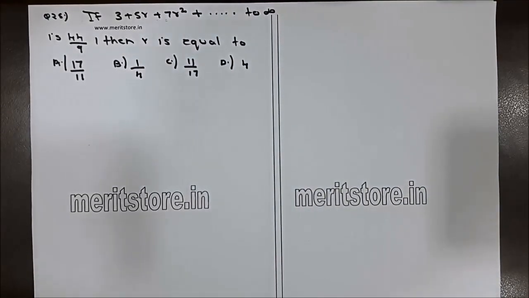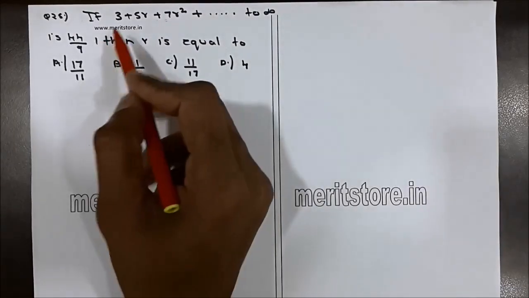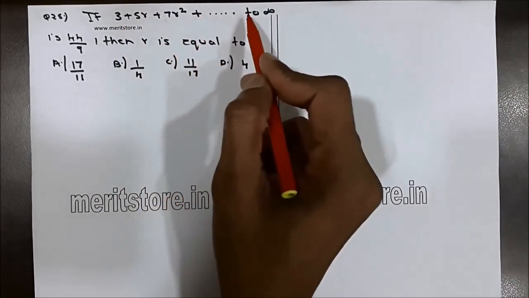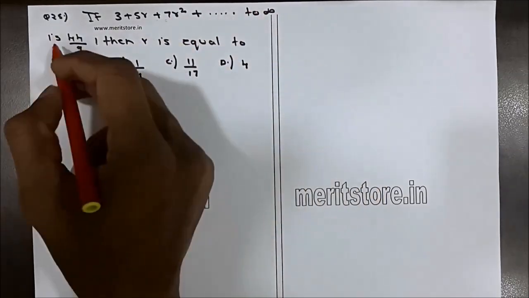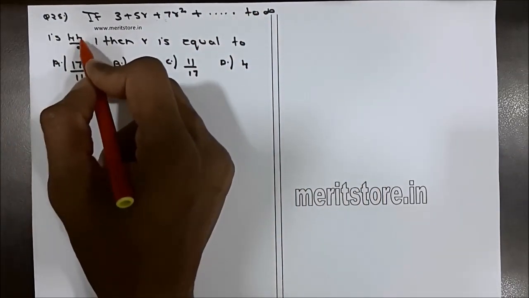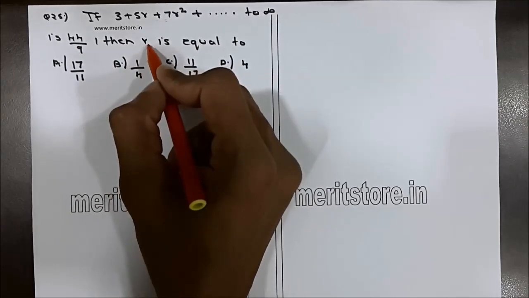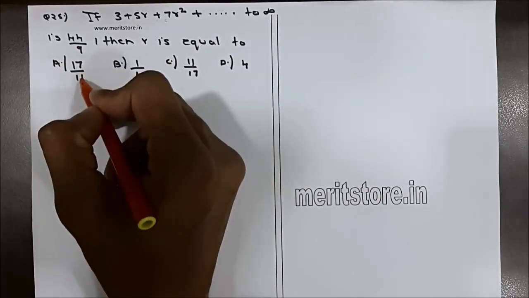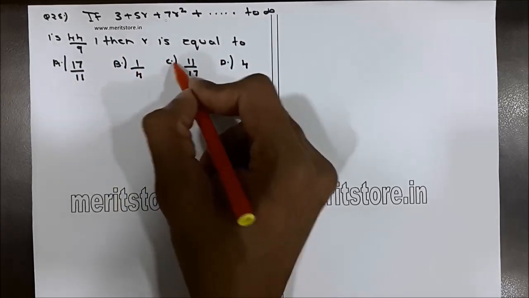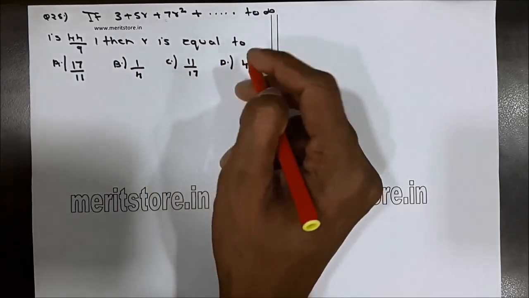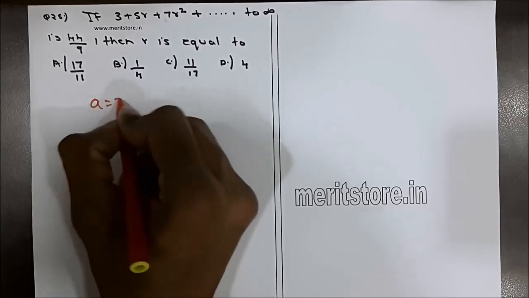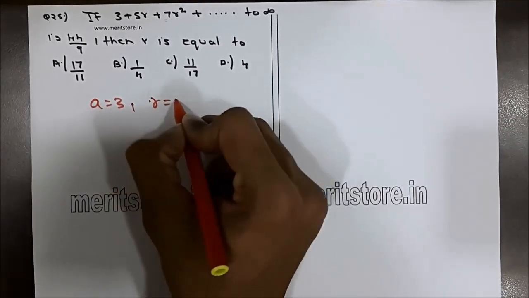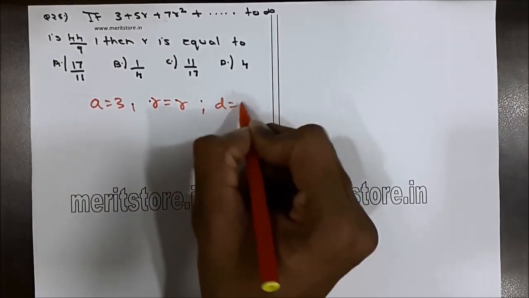Question 25. If 3 + 5r + 7r² + ... to infinity is 44/9, then r is equal to, we have four options: A) 17/11, B) 1/4, C) 11/17 and D) 4. Here a = 3, the common ratio is r and d = 2.